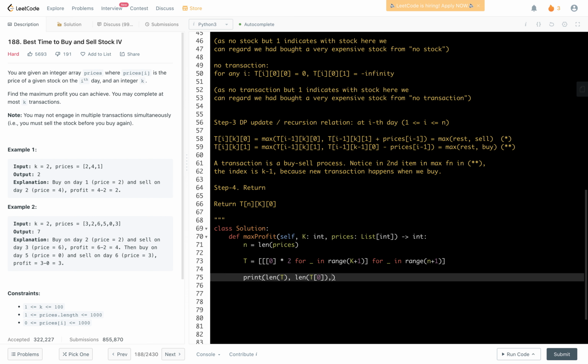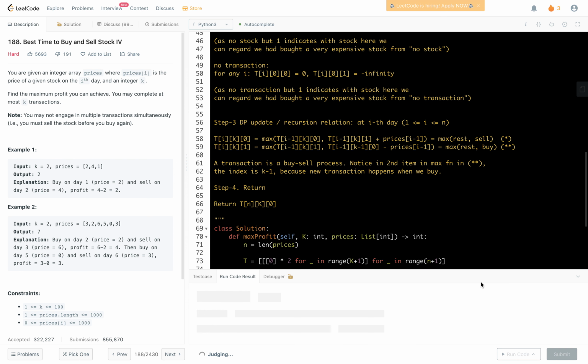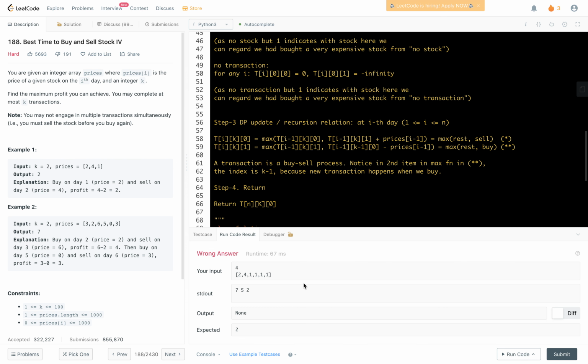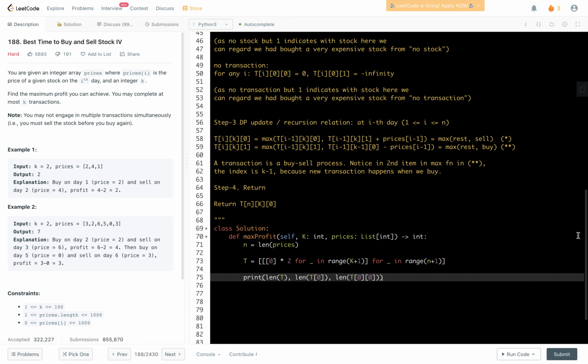In order to write it correctly, let's first check the dimension. So length of T, length of T[0], length of T[0][0]. Let's do a check here. For this problem we have k equals 4, so here this is 5. We have 0 and 1, so we have 2. And here the length of the prices is 6, so we have 7. Everything is right.